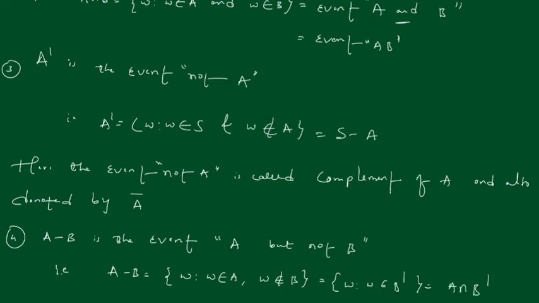So A difference B means the element belongs to A but not B. So omega belongs to A but omega does not belong to B, that is omega belongs to B dash. So for that reason we can write A intersection B dash. The element belongs to A and the element belongs to B dash. Therefore the common element in A intersection B dash is nothing but A only. So these are the algebra of events, right?